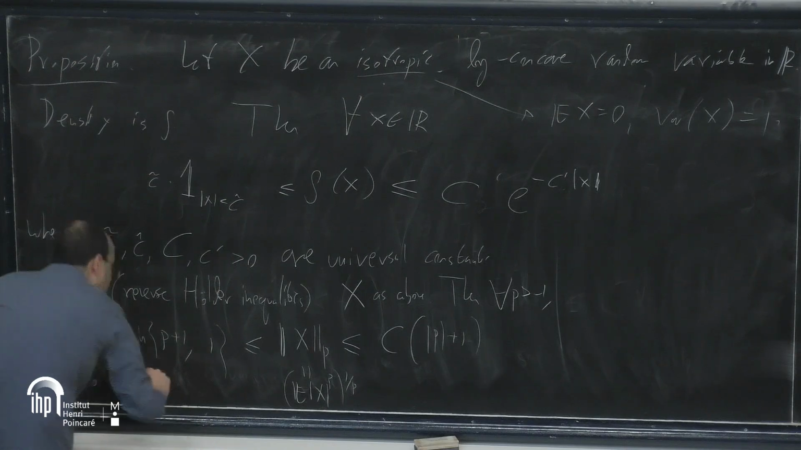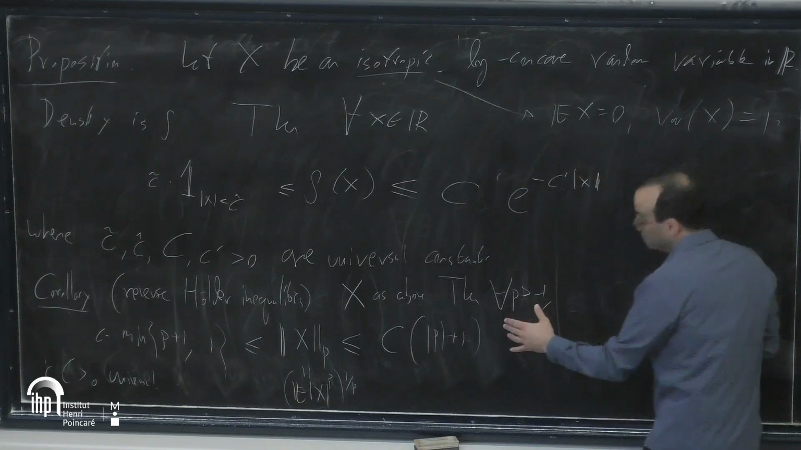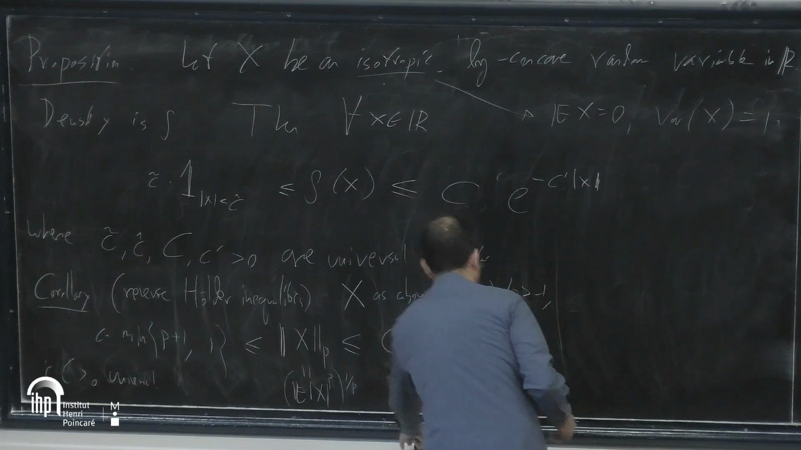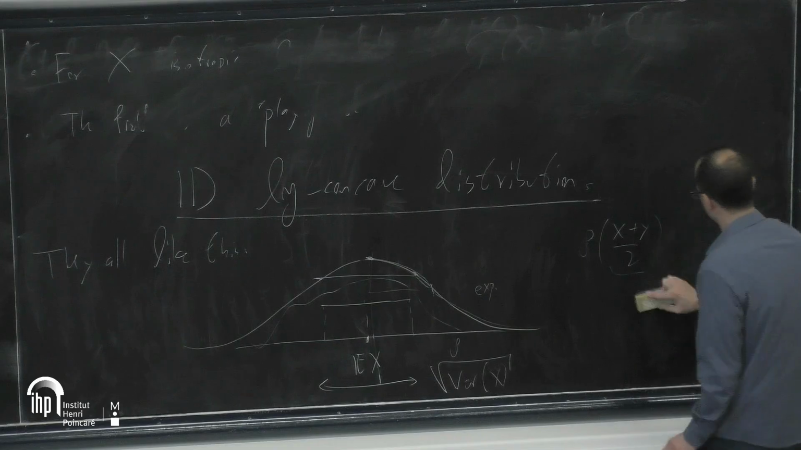In particular, this helps you reverse norms, because it's isotropic, so the L2 norm is 1. So the L4 norm is at most some number, the L minus half norm is at most some number, etc. And just let me say, what is the zero norm? The zero norm is.